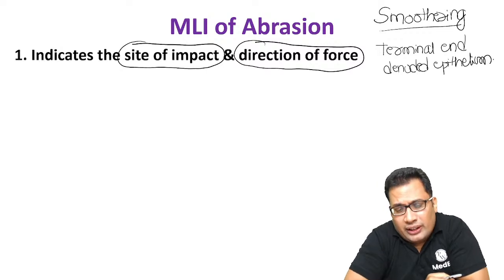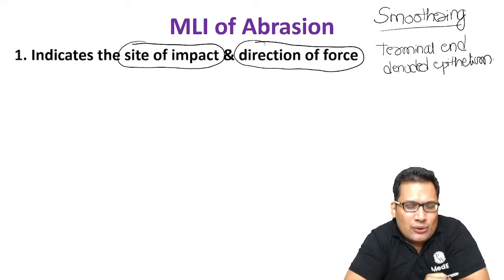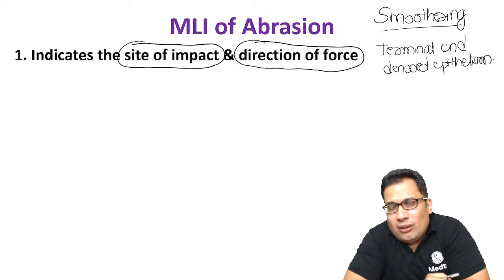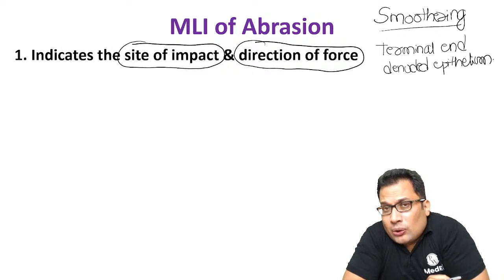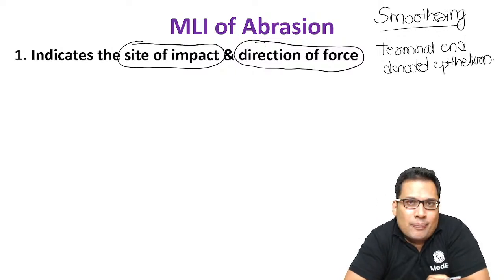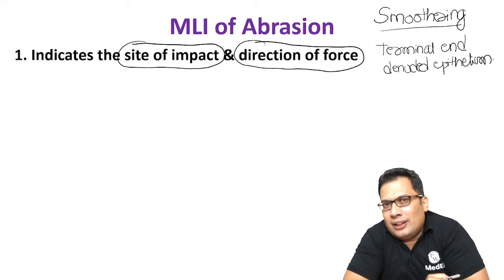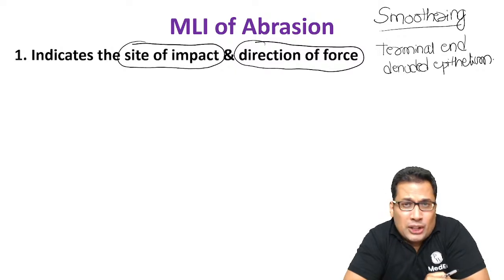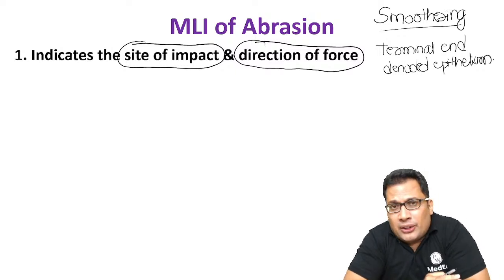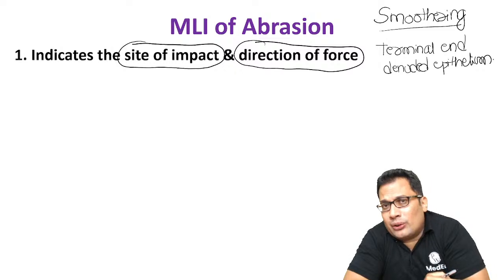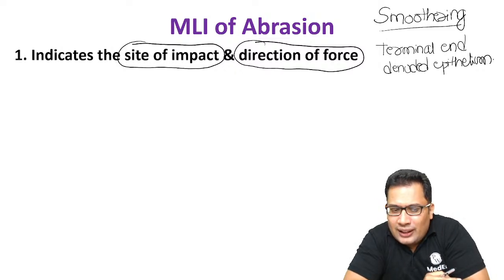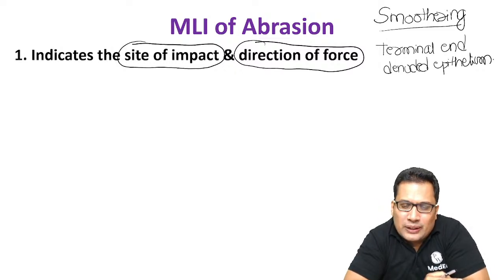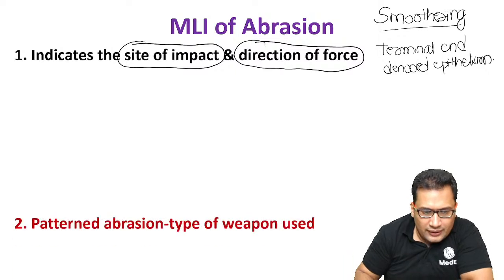So for every question you should write medico-legal importance. What is forensic medicine, guys? Forensic medicine is the application of medical knowledge in the field of justice. You need to help the judiciary system by giving a report. Like in case of sexual assault, when you see abrasions over the genital area or the breast, that is the importance of abrasion. It shows the site of impact and the direction of force.